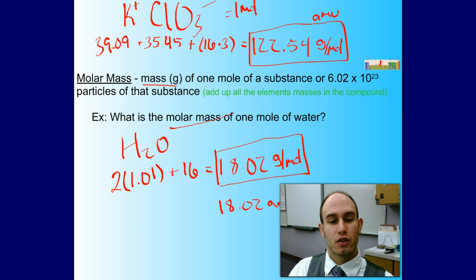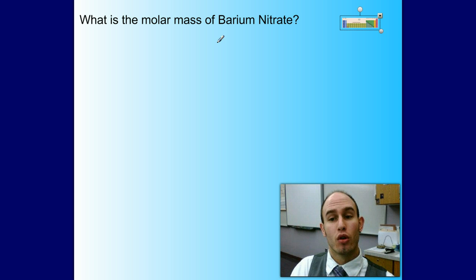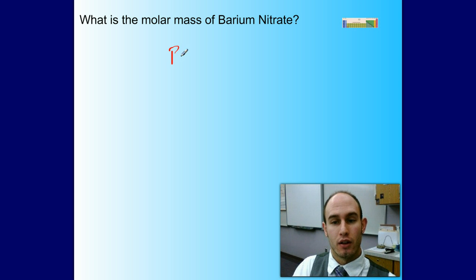Let's look at one final example here: the molar mass of barium nitrate. Well, I know barium is right here. It's going to be a +2. Nitrate, NO3, has only a -1 charge. I need to balance the charges, so I have barium with NO3 taken twice.